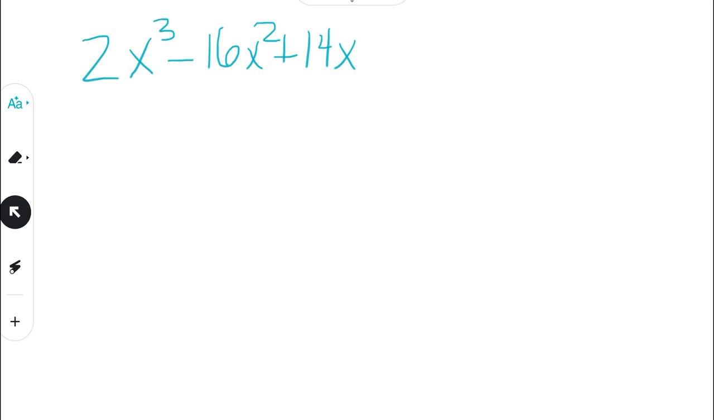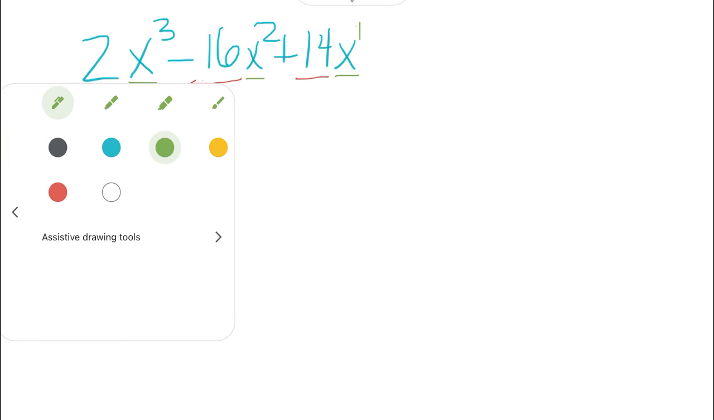When you have problems like these, the first thing that you should do is try to factor out the greatest common factor. As you can see, the 2, the 16, and the 14 are all even, which means I can factor out a 2. We also have an x to the third power, x squared, and an x, which means I could factor out an x, because at most, we have that x to the first that they all have in common.